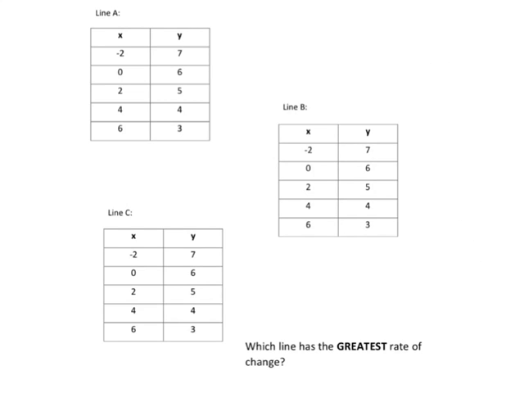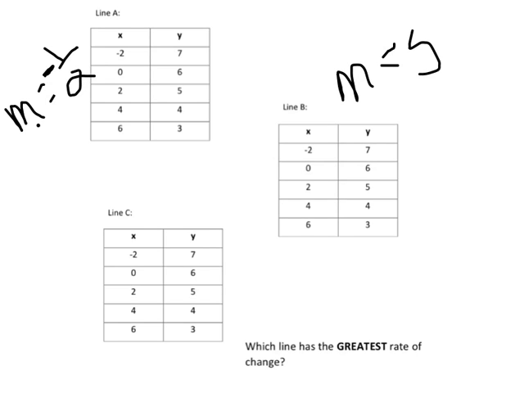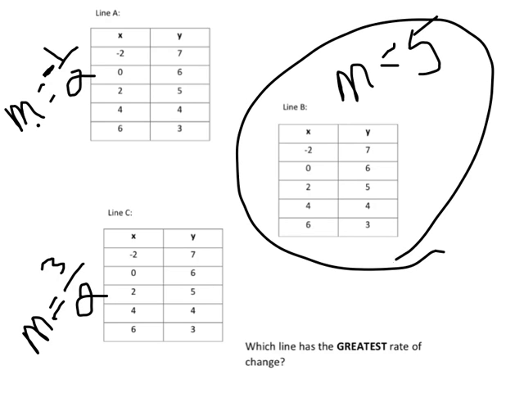Bringing it back to our original question, our slopes were -1/2, 5, and 3/2. Which one of these has the greatest rate of change? Rate of change is our slope, and the one with the biggest slope is B. Go ahead and try the back of the worksheet independently.